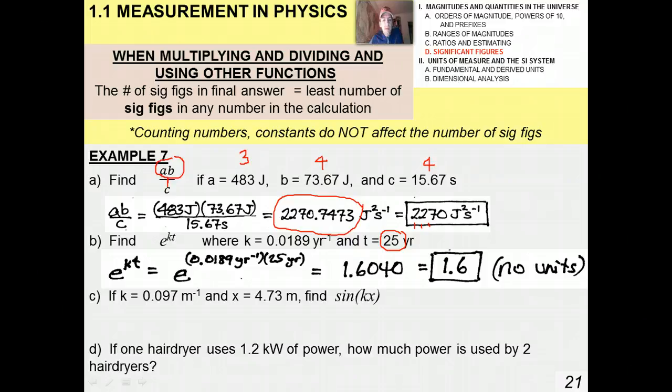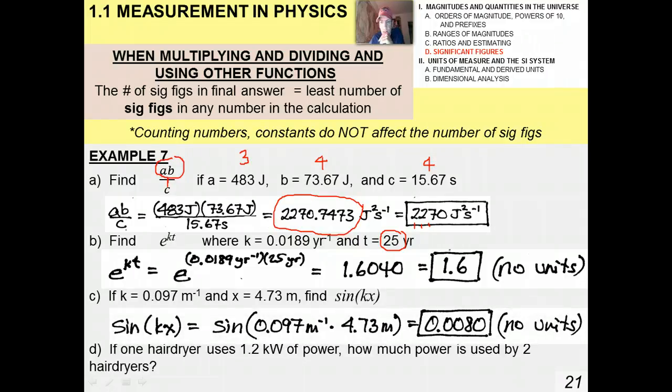For part C, I got 0.0080. Okay, that has 2 significant figures. They're both right here, the 8 and the 0. These 3 zeros are not significant. Why did I round it to 2? Well, because although my x has 3, my k has 2.